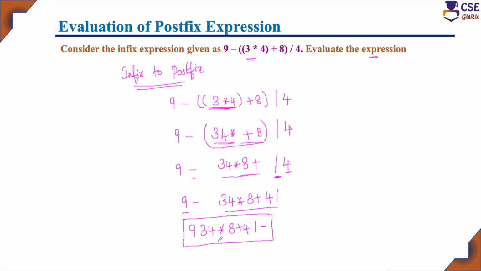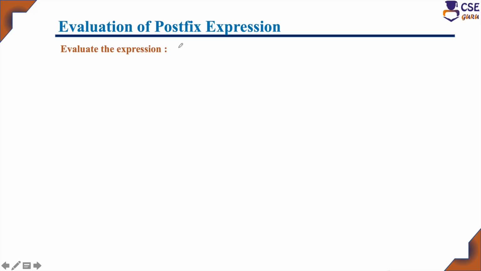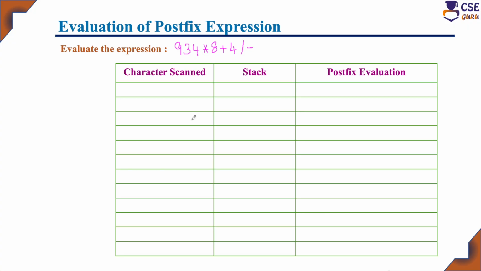And for this postfix expression or postfix notation, we are going to implement evaluation. So what is the expression? 9, 3, 4, then multiplication, then 8 plus 4 division and then subtraction. So this is the postfix expression we got for the given infix expression. For this postfix expression, we are going to implement the evaluation. For this evaluation, we need to consider three columns. One is the input character you are going to scan, then the stack data structure, and the postfix evaluation.